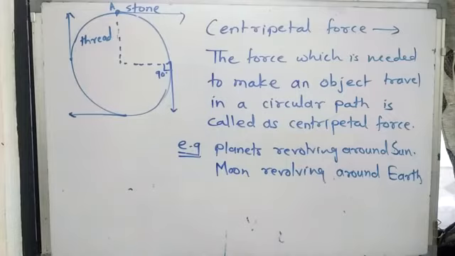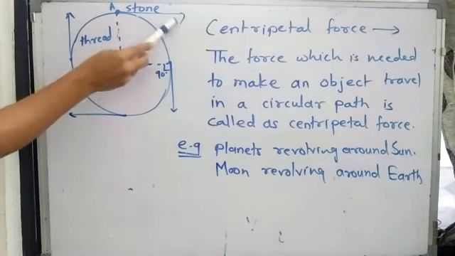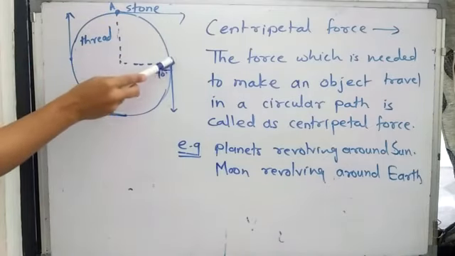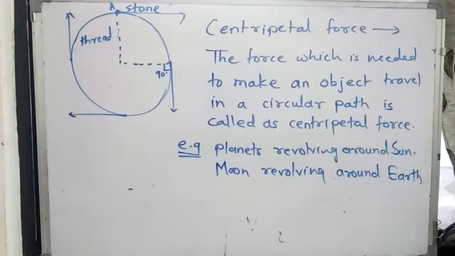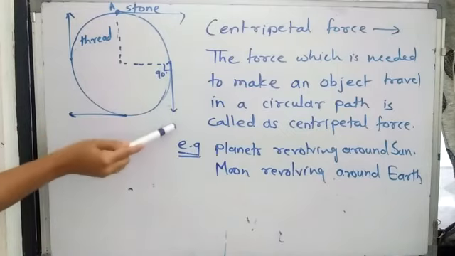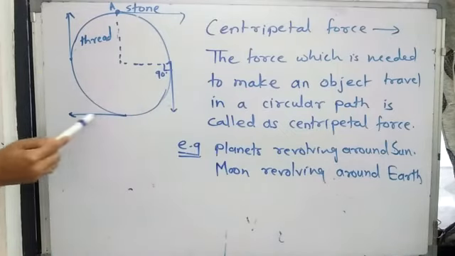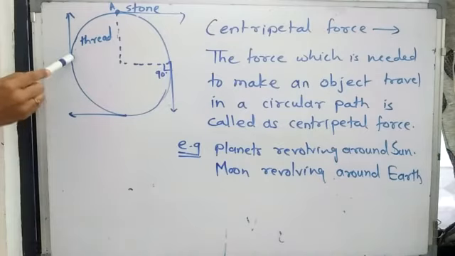Now see, if the object is moving in a circular way, suppose the object is here and it is released. This stone is in our hand and it got released from here, so what would be its direction? If the stone is released from the thread while moving on a circular path, it will go in this direction. The direction of the stone is like this.